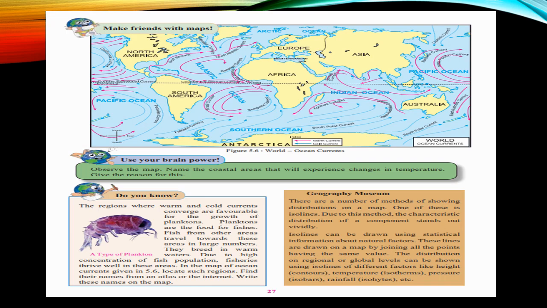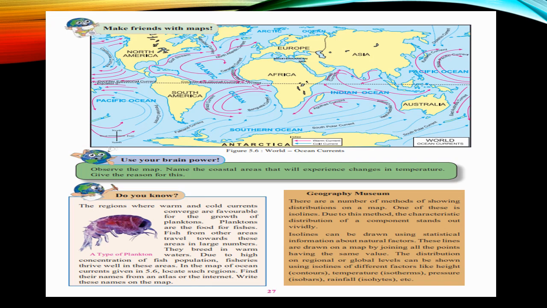Map of ocean currents given in figure 5.6. Locate such regions. Find their names from an atlas or the internet. Write these names on the map. Now you are going to locate such regions where the ocean currents are, you can see the ocean currents given in the map over there. Now you need to locate the places that have high concentration of fish population.